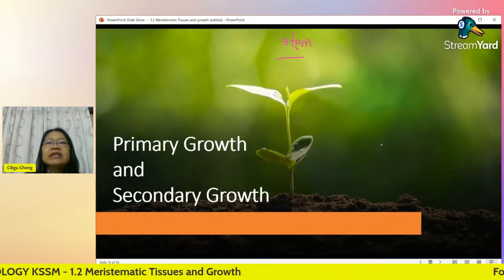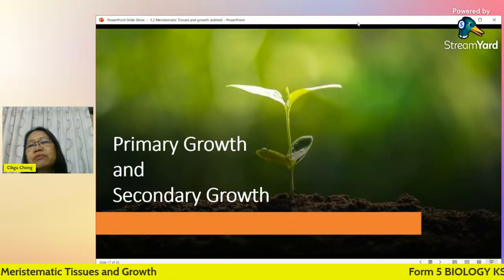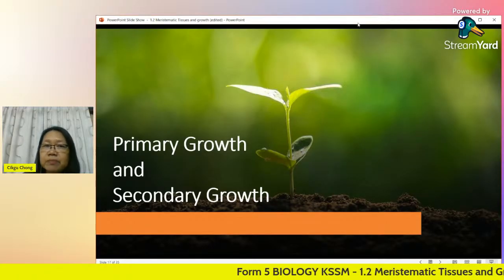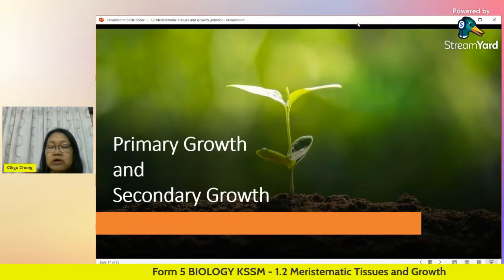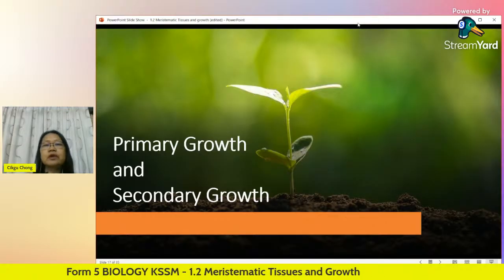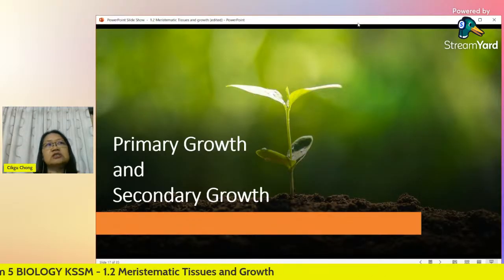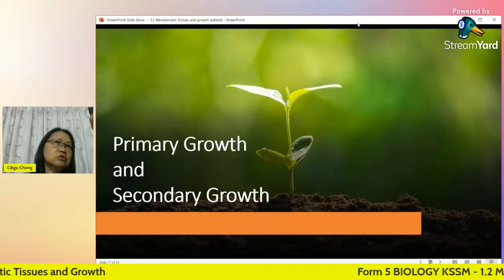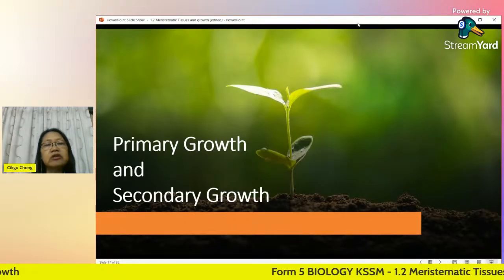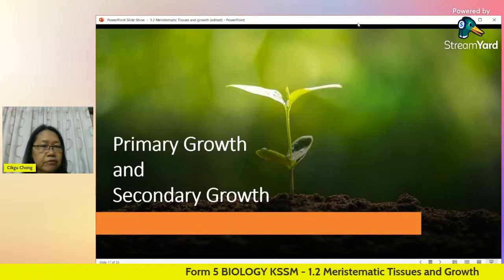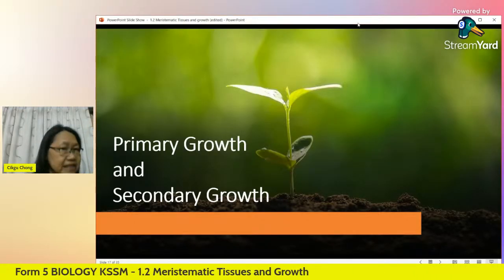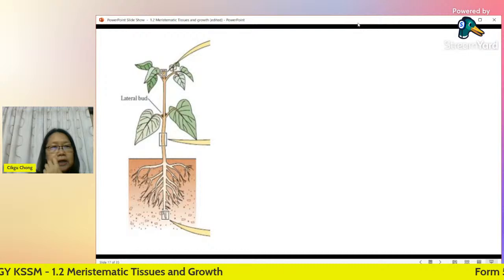Okay, right, now we go to another part, which is primary growth and secondary growth. This is important. So every plant will undergo or carry out primary growth, which is actually just shooting up. The shoot will go up to grow taller. And the secondary growth is not for all, right? So primary growth is for the shoot going upwards and the root going downwards. Okay, right, let's look at it.